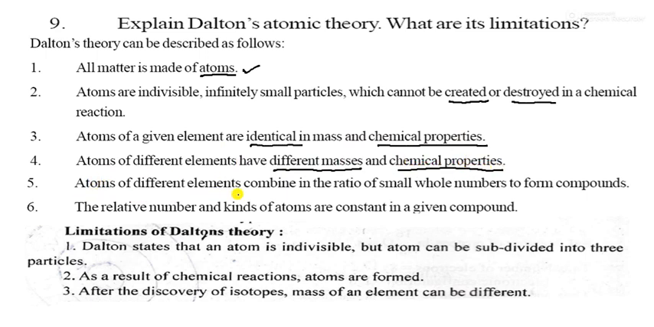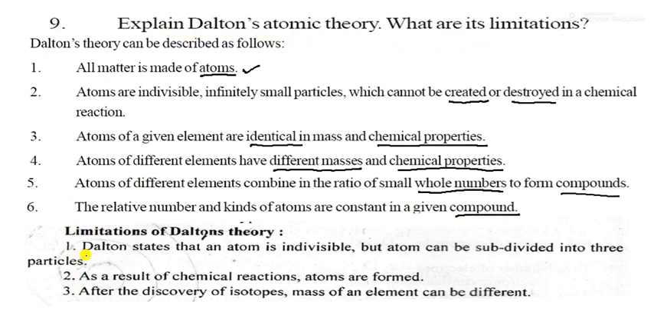Atoms of different elements combine in ratios of small whole numbers to form compounds. That means they combine in whole numbers to form compounds. The relative number and kinds of atoms are constant in a given compound. In any compound their ratio is fixed. But there are some limitations of Dalton theory, so you can learn. First write the question: explain Dalton atomic theory, what are its limitations.